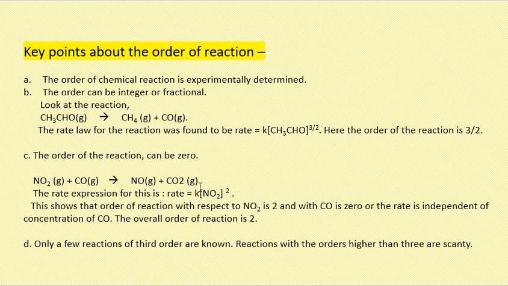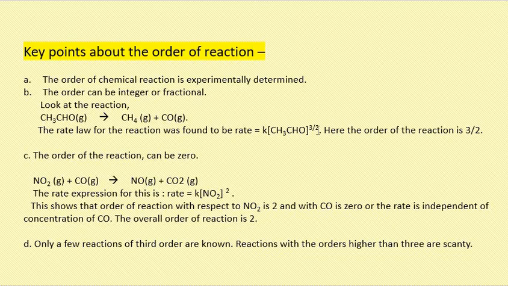Now some key points for the order of reaction. Order of reaction is an experimentally determined quantity. It could be integer, it could be fractional, it could be zero also. For example, if you are seeing the decomposition of acetaldehyde into methane and carbon monoxide, and experimentally its rate is found like rate is equal to K multiplied by CH3CHO concentration raised to power 3 upon 2. The order of this reaction is 3 upon 2.